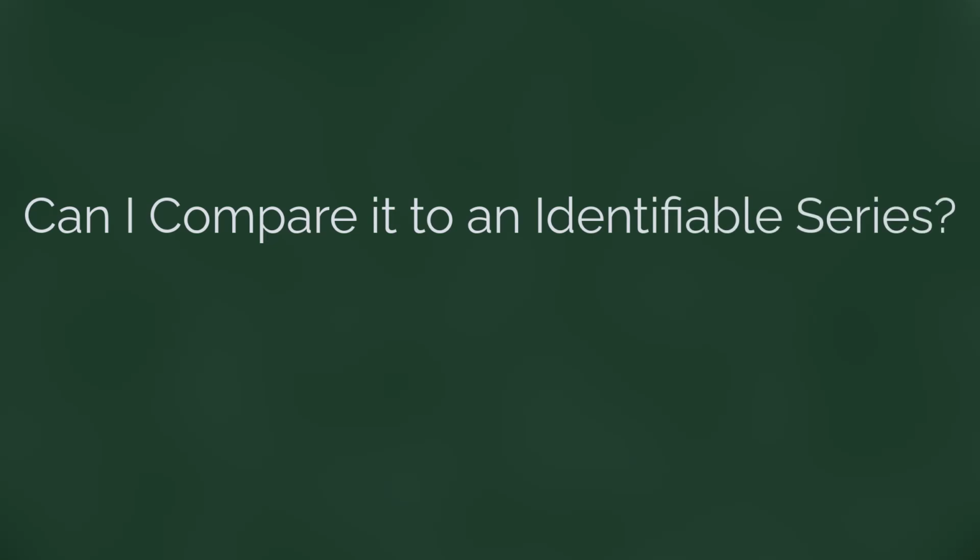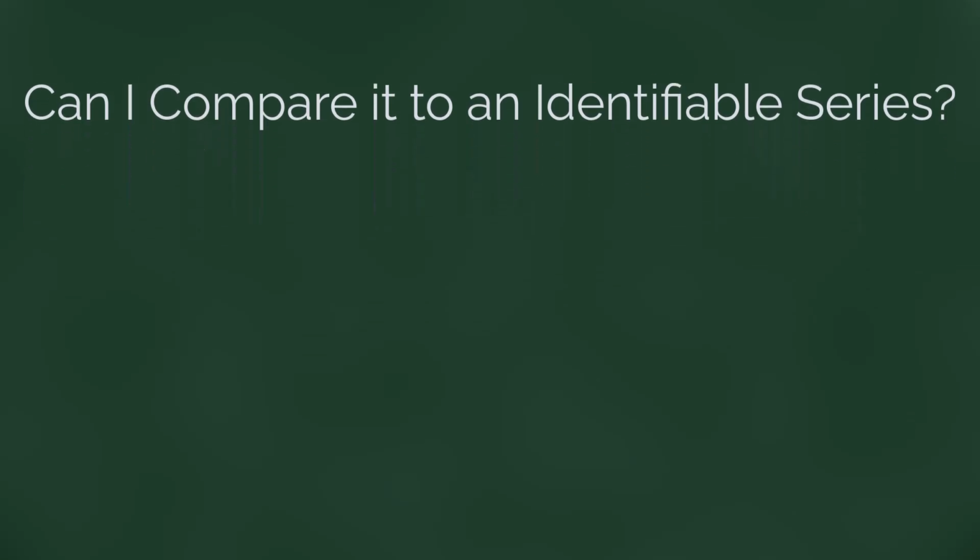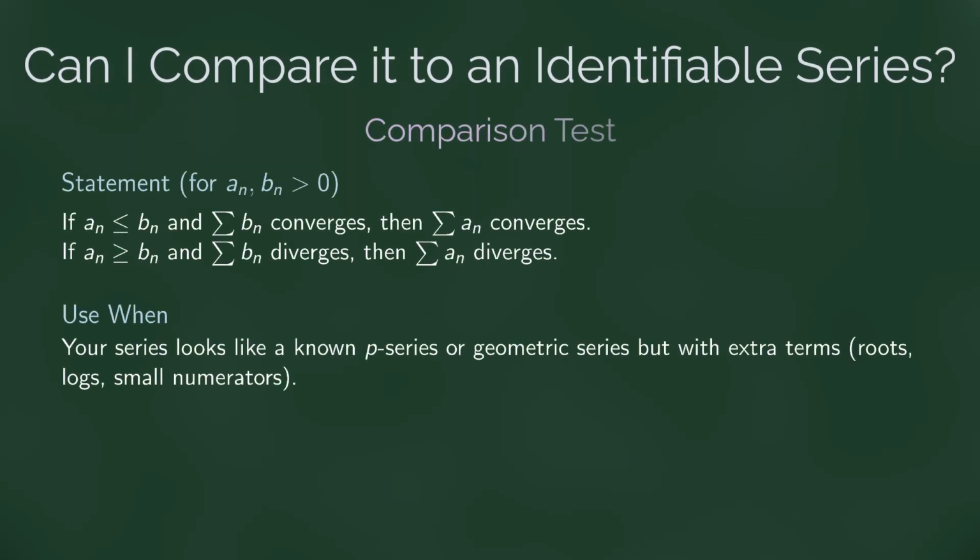If it's not identifiable, then your next question is, can I compare it to an identifiable series? We have 2 ways to do that, using the term-by-term comparison test and also using the limit comparison test. To use the comparison test, you're going to choose a series whose behavior you know, and you're going to compare your existing series to it.